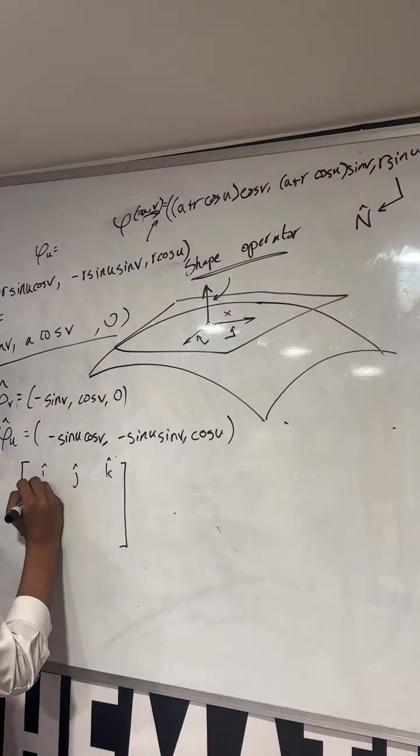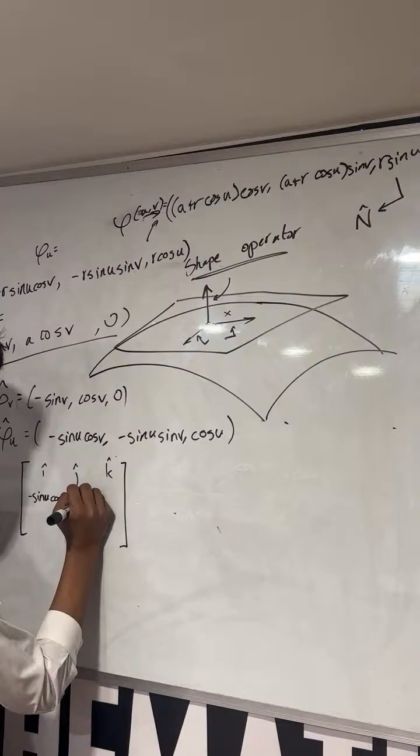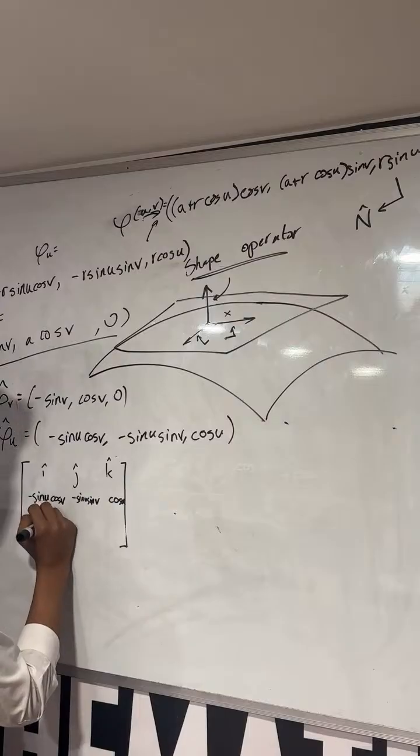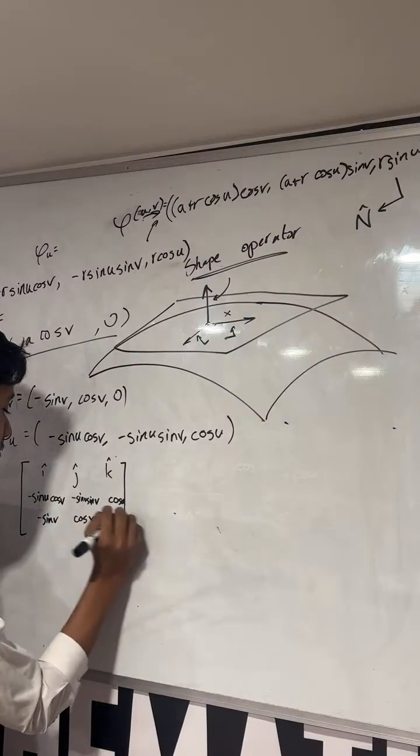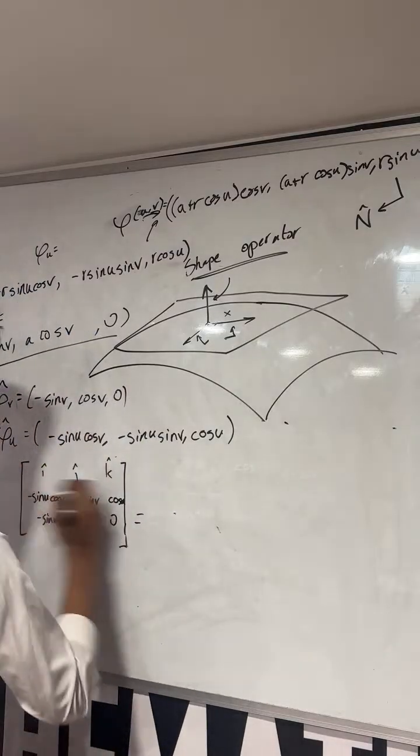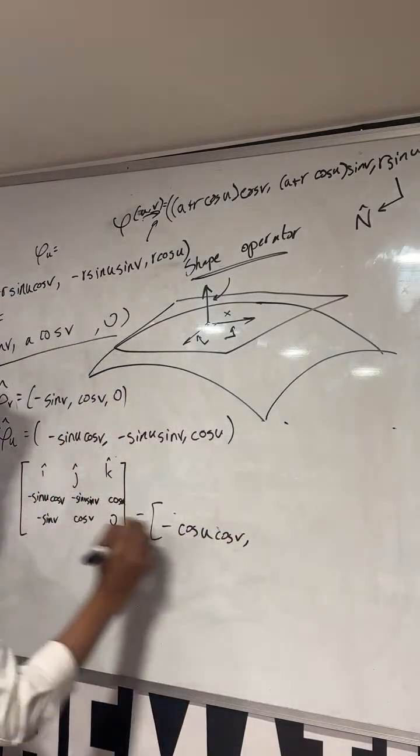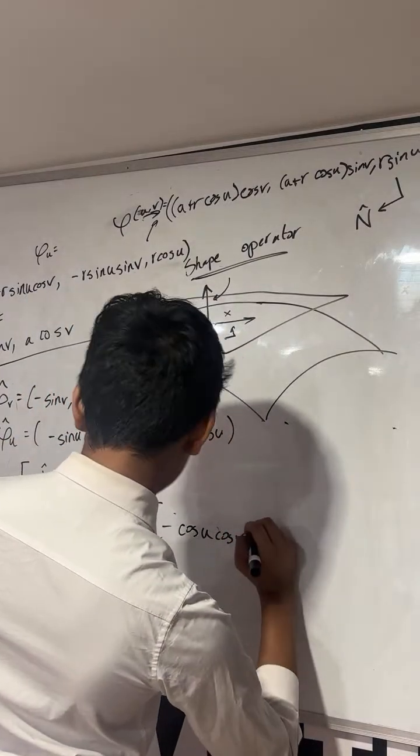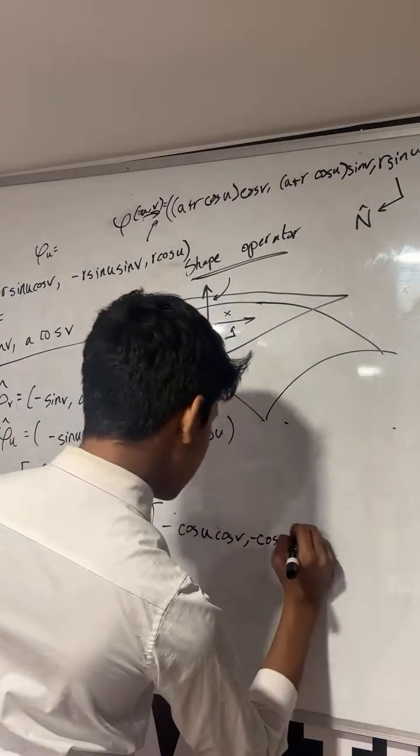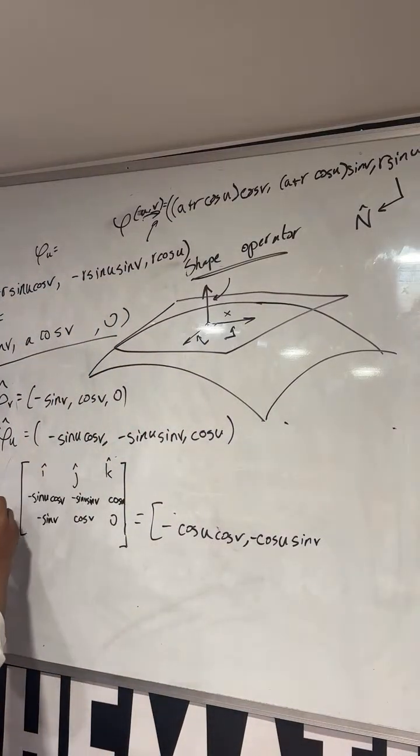But anyway, you get minus sine u cosine v, minus sine u sine v, cosine u, and then minus sine v cosine v, 0. And you're going to get 0 in this direction, minus cosine u cosine v in the other direction, cosine u sine v. Wait a second. Oh yeah, this is minus cosine u sine v, and if you go the other direction, it gives you 0.